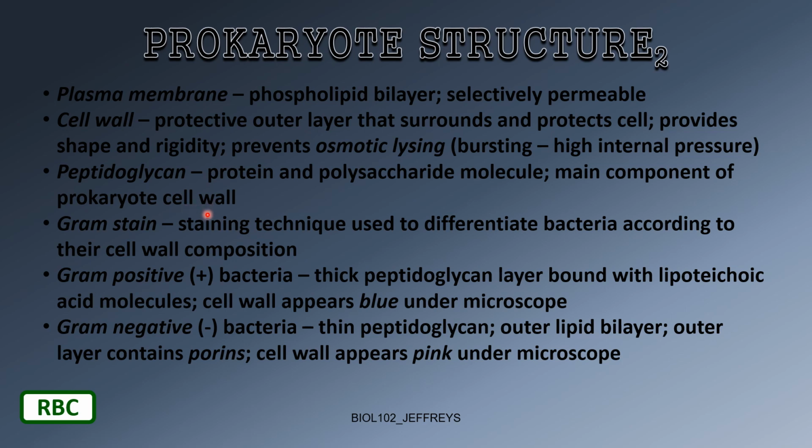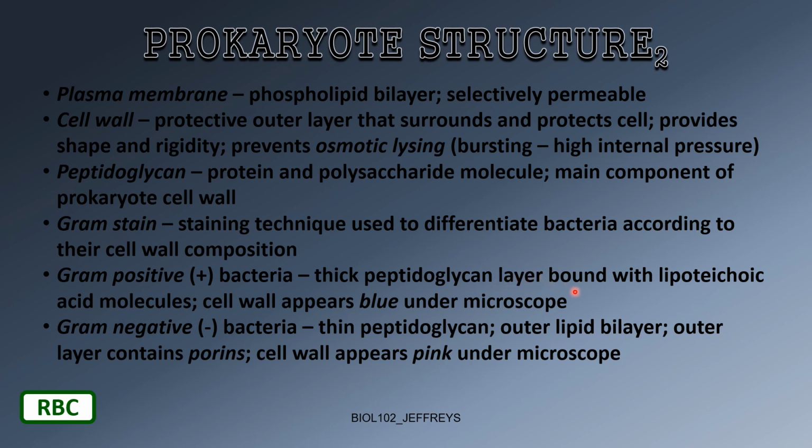We call it the Gram stain, and it's a staining technique used to differentiate bacteria according to their cell wall composition. And so it's a stain and counterstain system. So we stain the sample twice, and depending on what color comes out, it tells you if it's gram positive or gram negative, and that tells you what kind of cell wall it has. Okay, long story short. So gram positive, I usually denote with a little plus in parentheses. So gram-positive bacteria have a thick, it's important for you to remember, a thick peptidoglycan layer.